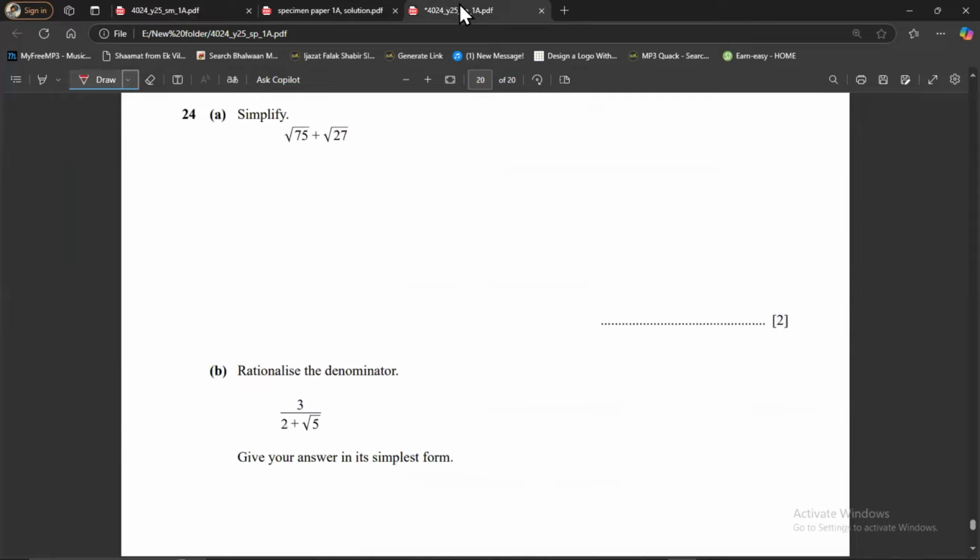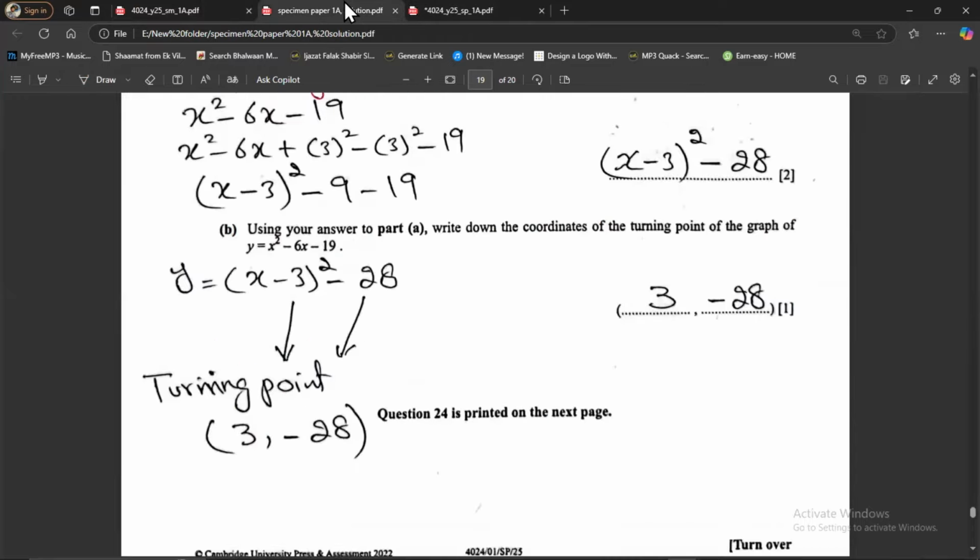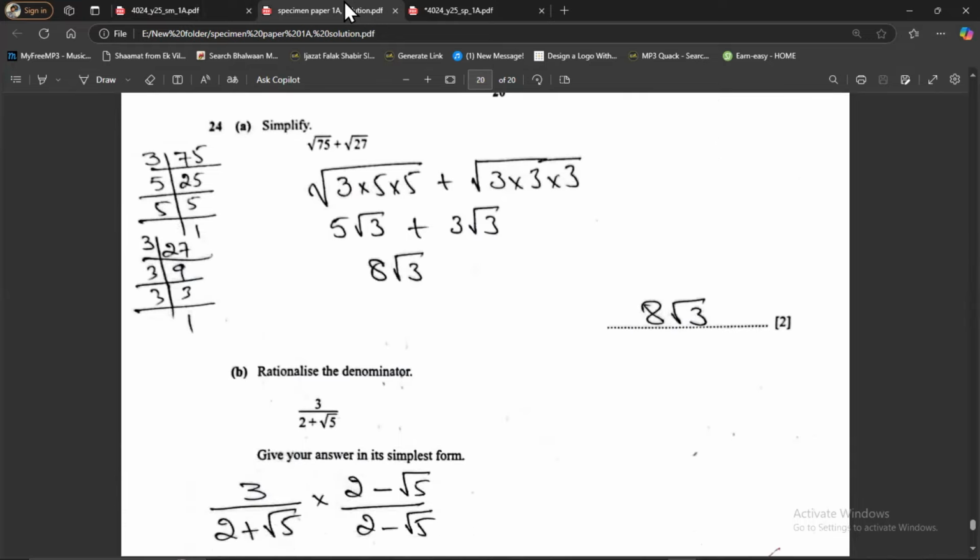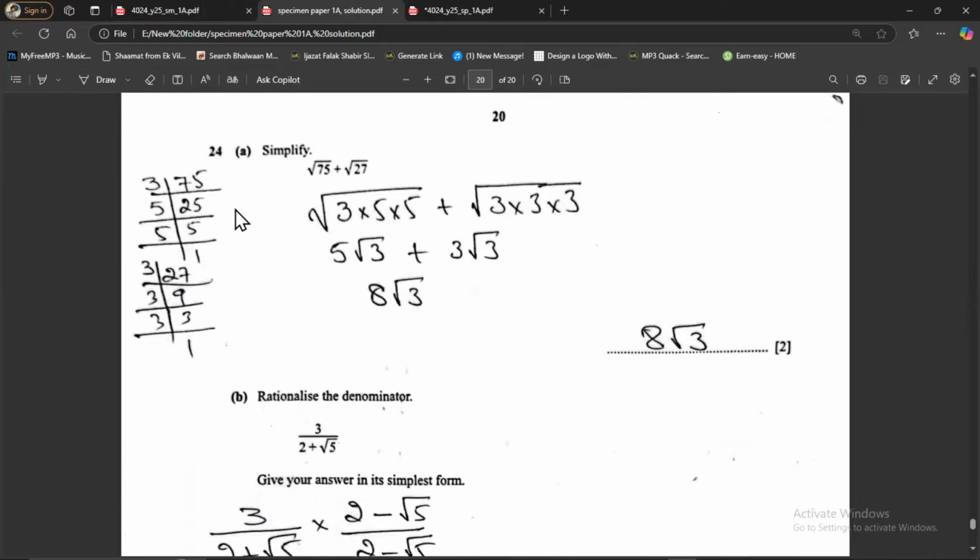He says simplify: we have square root 75 plus square root of 27. I will prime factorize 75 and 27. 75 is 3 into 5 into 5, and 27 is 3 into 3 into 3. So this will become 5 under root 3 plus 3 under root 3. So 5 apples plus 3 apples, it will be 8 apples. So it is 8 under root 3.